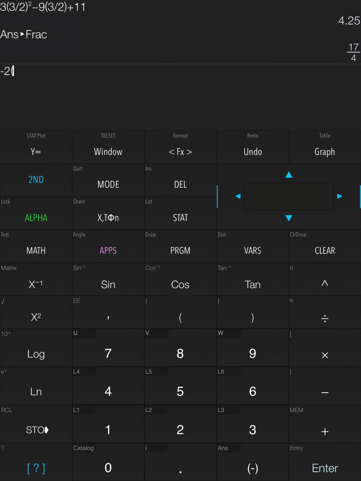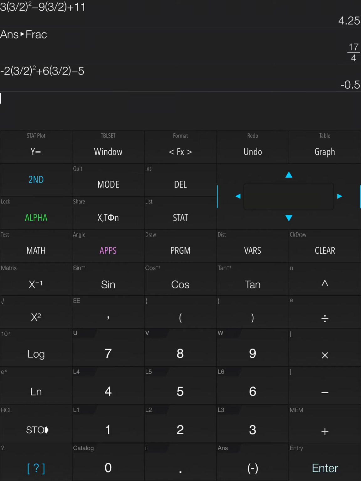So I have negative 2 times 3 halves squared plus 6 times 3 halves minus 5. Sorry, I messed this up with my parentheses. 3 halves and then minus 5. So it should be negative 2x squared plus 6x minus 5.